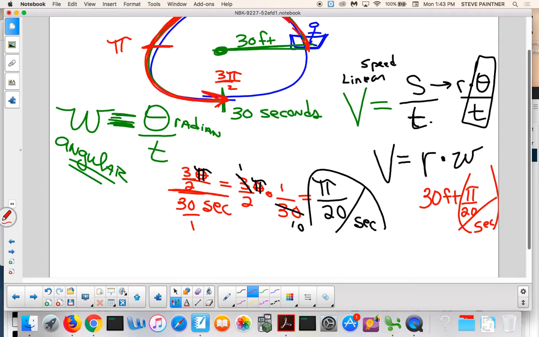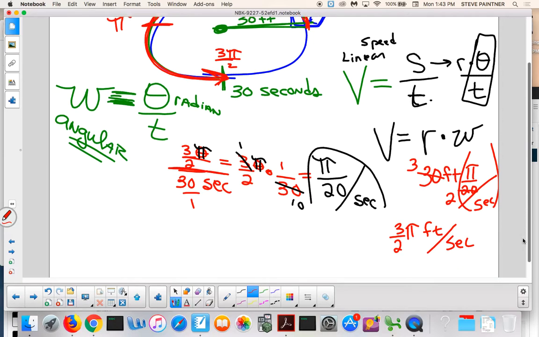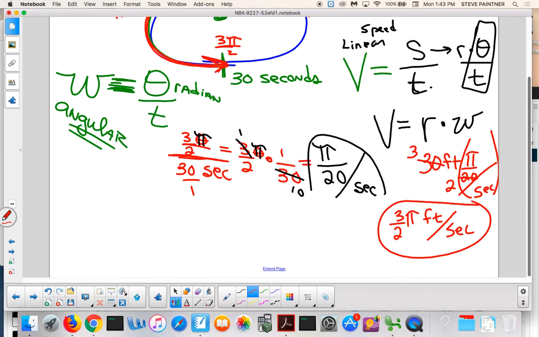4.7. You know what I'm going to do? You're right, it is 4.7, but I'm going to go 20. 10 goes in here what? Twice. 10 goes in here 3. So it's really 3 pi over what? 3 pi over 2 feet per second. And the only problem with that answer, I really don't know how fast you're going. I have no idea. So you type it in. 3 times pi divided by 2. About 4.7. About 4.7 feet per second.